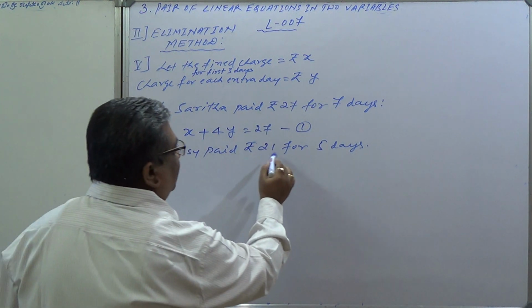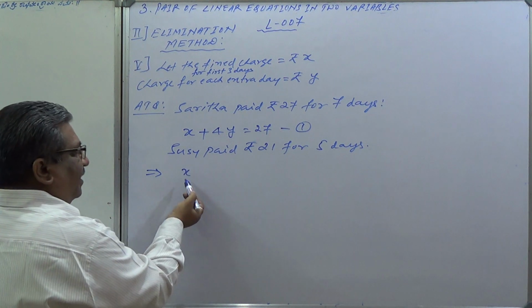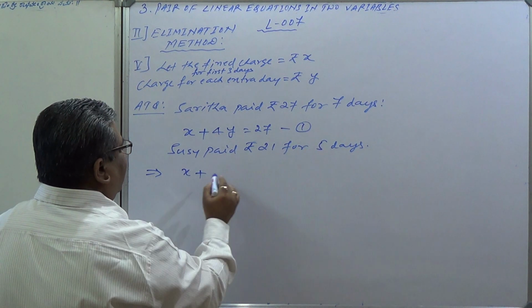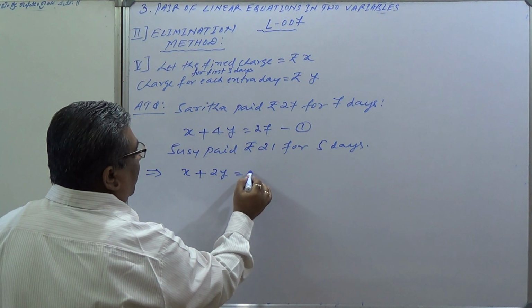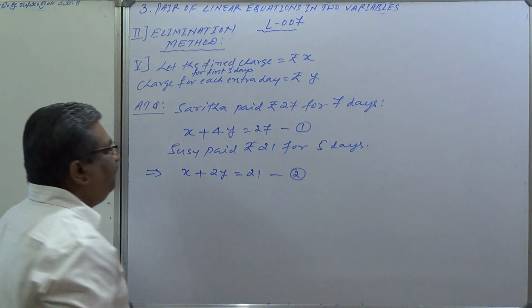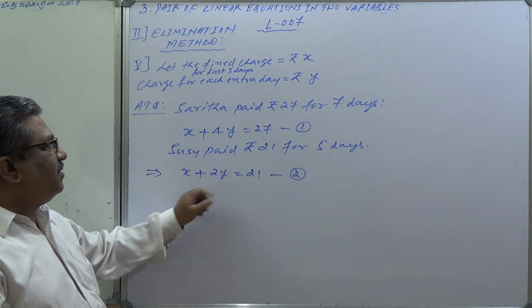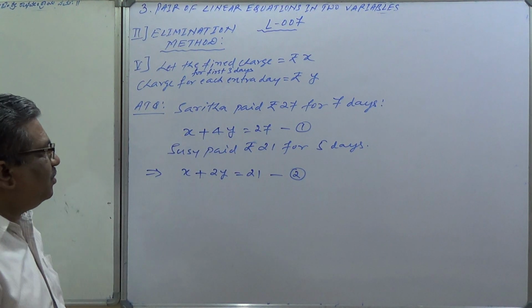So Susie paid rupees 21 for 5 days. This implies for the first 3 days rupees X, and the next 2 days will be at the rate of Y, so X plus 2Y is the amount which is equal to rupees 21. So this equation is 2. So 3 days plus 2 days, 5 days; 4 days plus 3 days, 7 days. Okay. These are the two equations which we have.